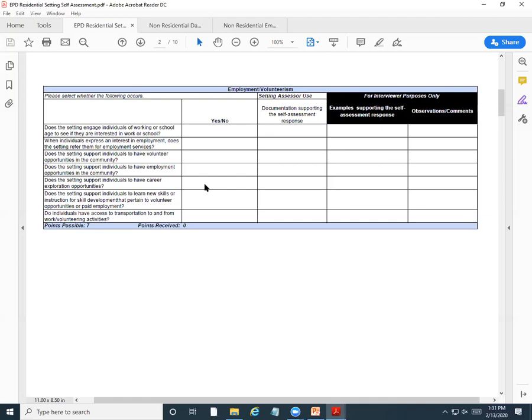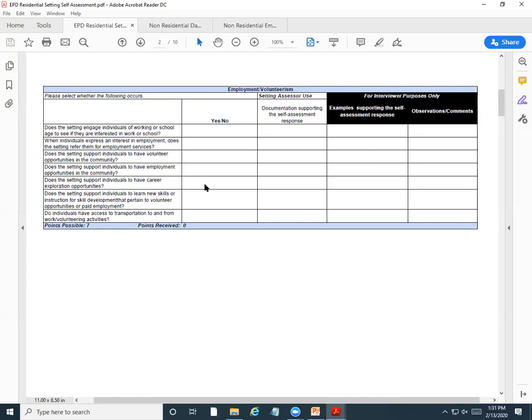We also have, does the setting support individuals to learn new skills or instruction for skill development that pertain to volunteer opportunities or paid employment? And do individuals have access to transportation to and from work or volunteering activities? That's another hot button issue.